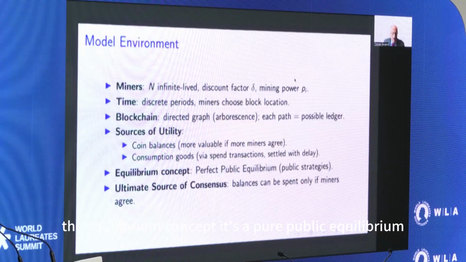The equilibrium concept is a pure public equilibrium. There are public strategies, so the assumption is everybody knows everybody else's strategies. What's the ultimate source of consensus? Balances can be spent only if miners agree. That's why people want consensus. If you get an outcome in any economic model, any mathematical model, ask why it would happen. Why do you get that outcome? It's because people want it. People inside the model want it.